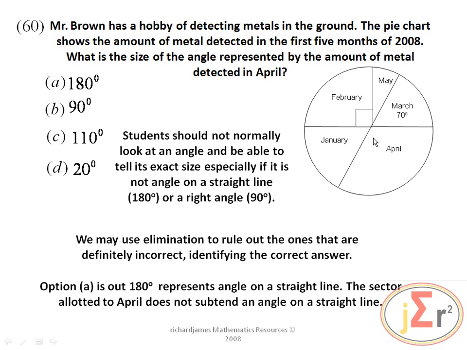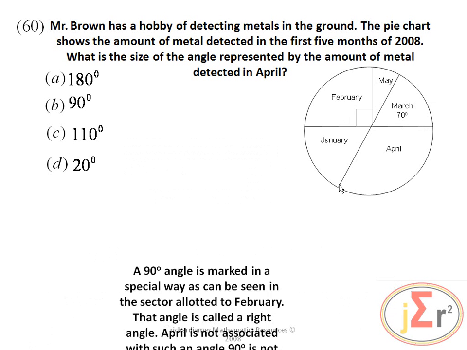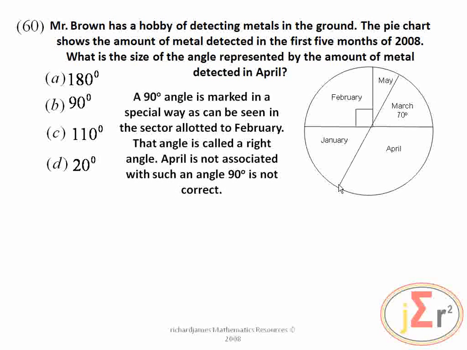So this is April. Here we have April going like this. That's not a straight line. That's not 180 degrees. A 90 degrees angle is marked in a special way, as can be seen in the sector allotted to February. Right there. That angle is called a right angle. April is not associated with such an angle. 90 degrees is not correct.